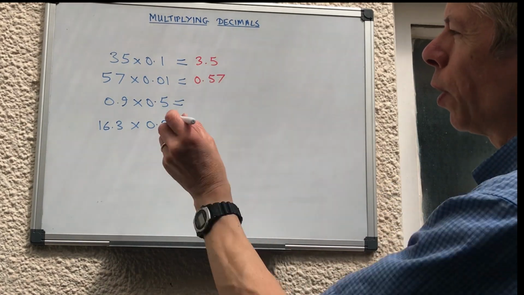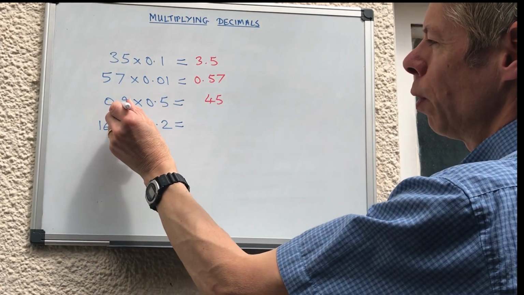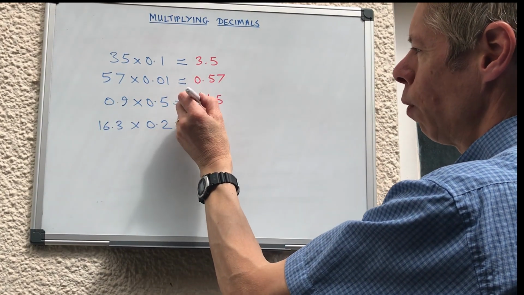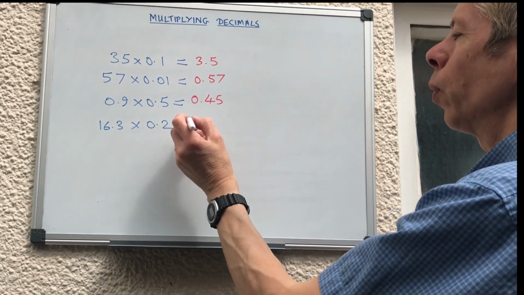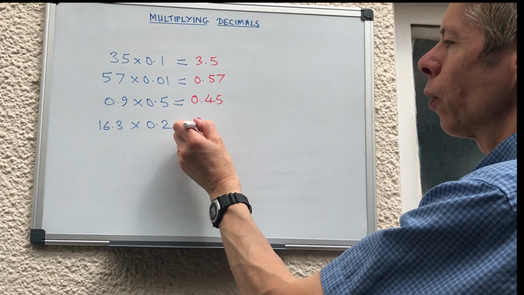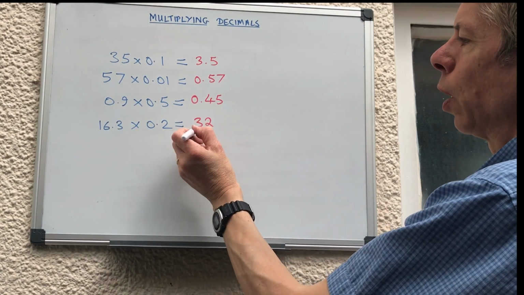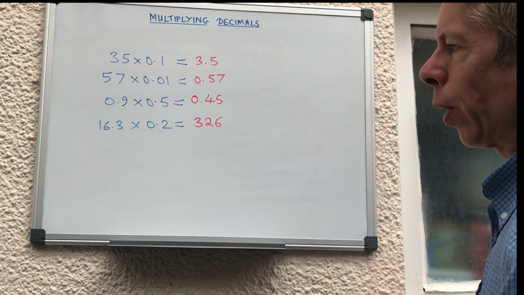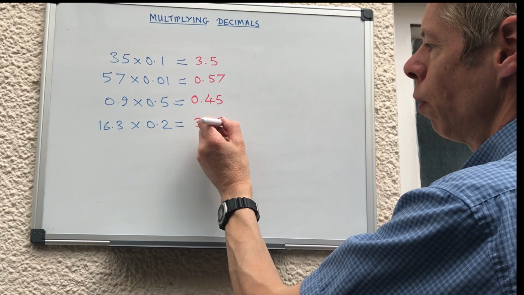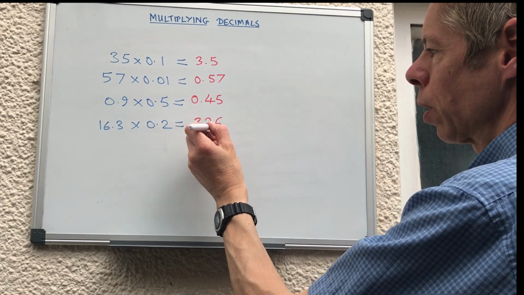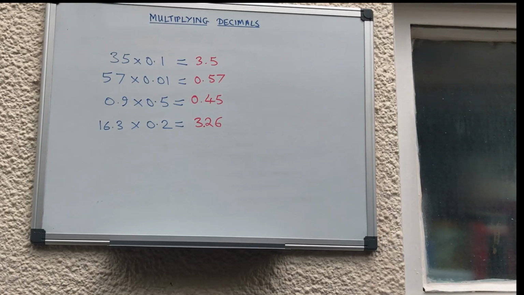The next one, if we do 9 times 5, we get 45, but there were 2 decimal places involved, so it's 0.45. This one, 163 times 2, would give us 300, so 32, and then that's a 6, so 326. Then there were 2 decimal places involved, so divide by 100, which will give us 3.26. Okay, well done if you got all of those right.